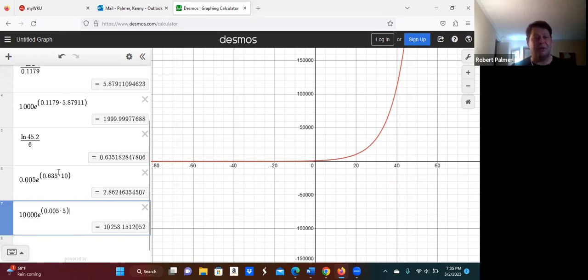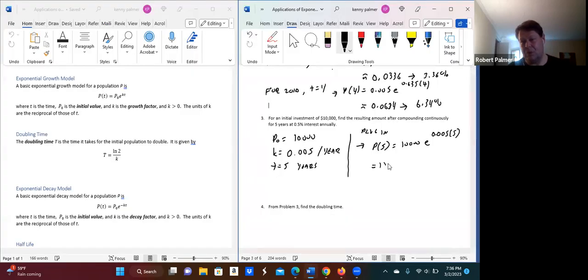So think about this interest rate compared to the one we just did. The reason it was such fast growth is that it was basically a 63.5% growth rate. This is a 0.5% growth rate. But still, our final amount after 5 years is 10,253.15, so the money you've earned from interest is $253.15. As you see, that's not an incredible amount.